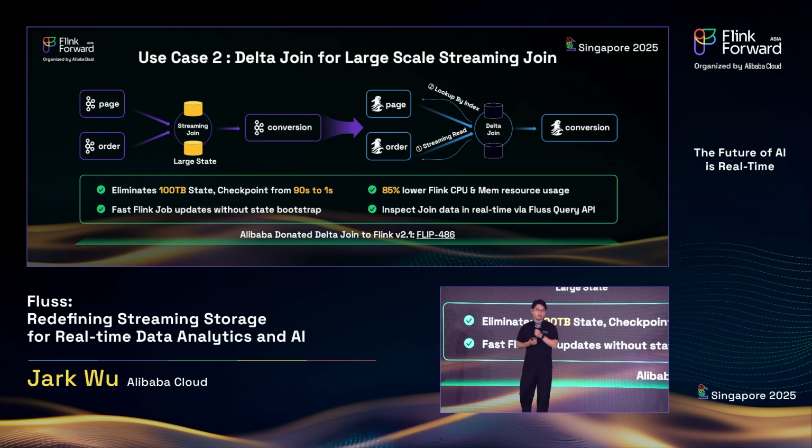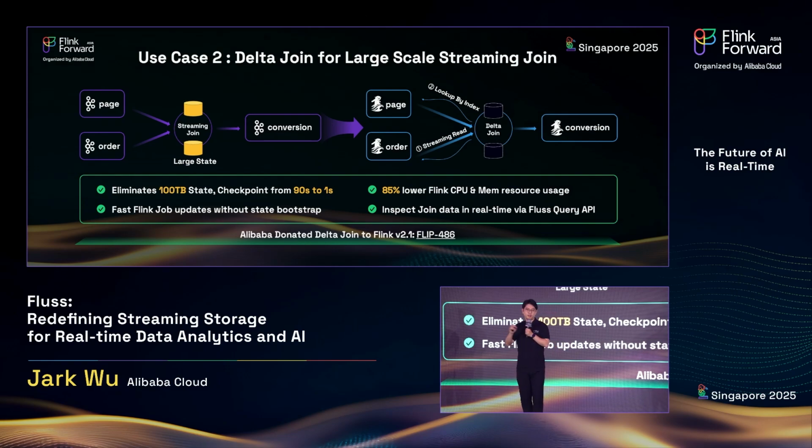So we introduced the delta join in Flink, which leverages Fluss key functionality like the streaming read, the changelog feed, and the KV lookups. You can think of delta join as a bidirectional lookup join: when data arrives from the left stream, it performs the KV lookup on the right table on the join key.